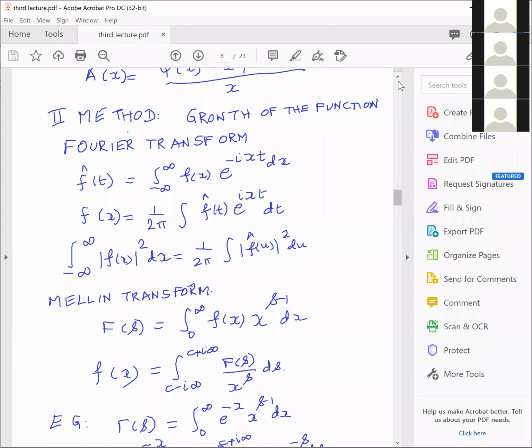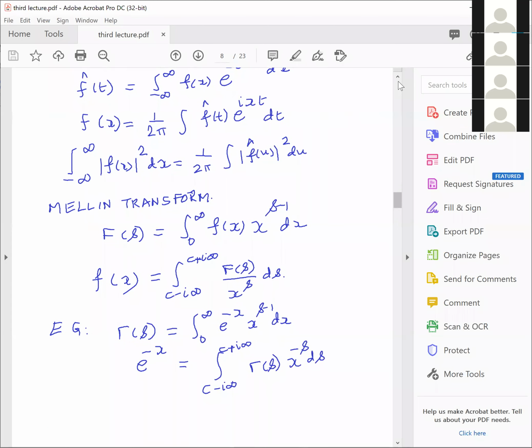Now let me recall one concrete example where you would have seen it. For example, if you take little f(x) equal to e^(-x), then you have the integral from 0 to infinity of e^(-x) x^(s-1) dx, which is by definition the gamma function. Therefore, the Mellin transform of e^(-x) is the gamma function. And then when you do the inverse Mellin transform, 1 over 2 pi i times the integral from c minus i infinity to c plus i infinity of gamma(s) x^(-s) ds, you will get e^(-x).